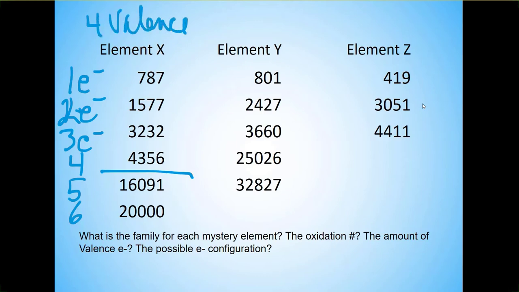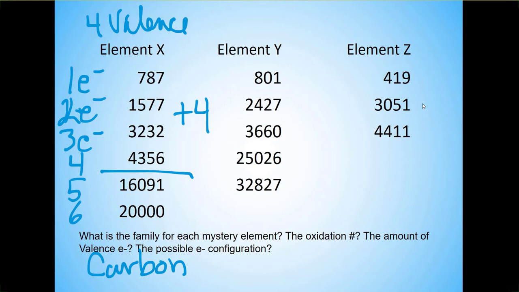Well, looking on the periodic table, what family has 4 valence electrons? That's right, this is the carbon family. The carbon family has what oxidation number? A +4. The reason why it has a +4 is because of those 4 valence electrons. When they're lost, you end up with a charge of +4.